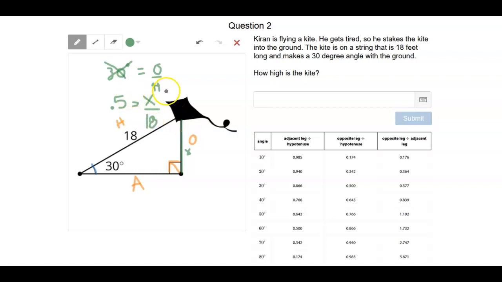So I'm just going to multiply both sides by 18, because that's how I would solve an equation with division in it. I'm going to multiply this side times 18, and this side times 18. And these two 18s simplify to 1. And so on this side we have x, and then over here we have half of 18, which is 9. So the height of this kite is 9 feet.